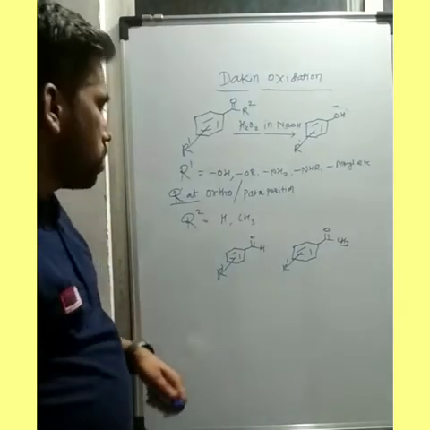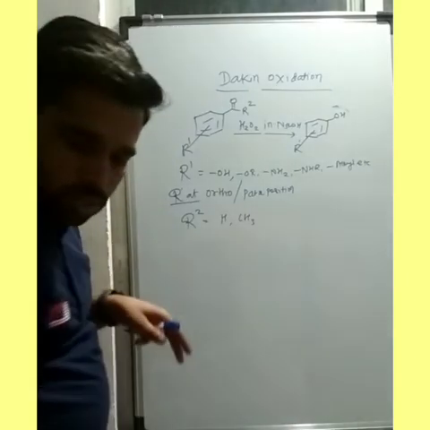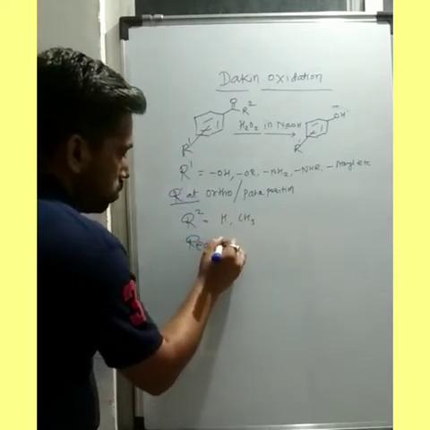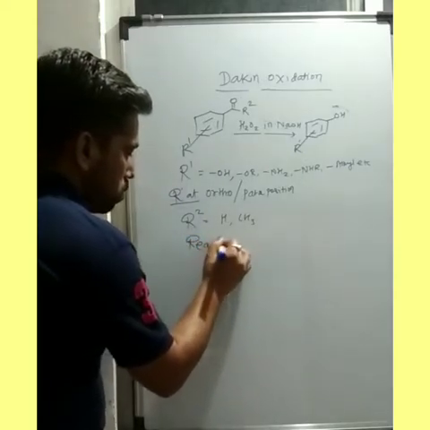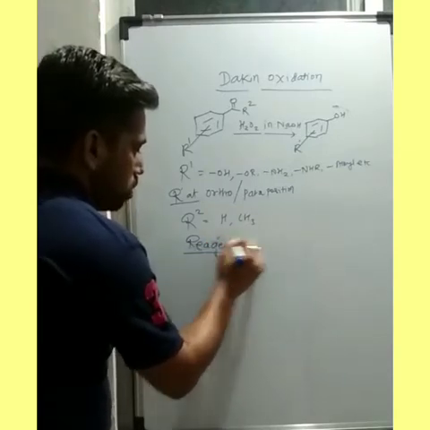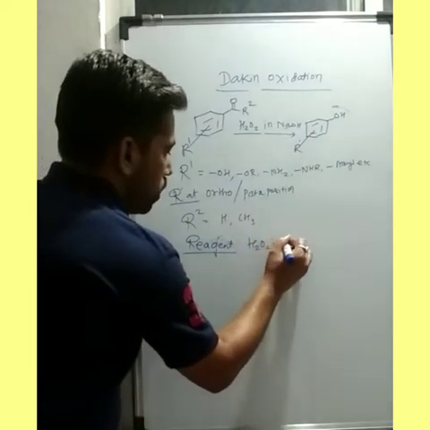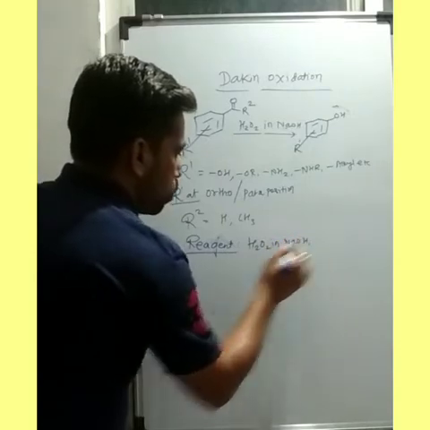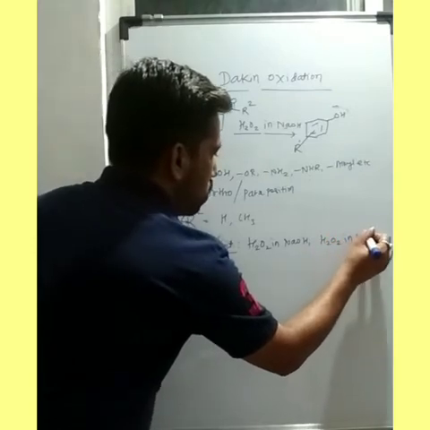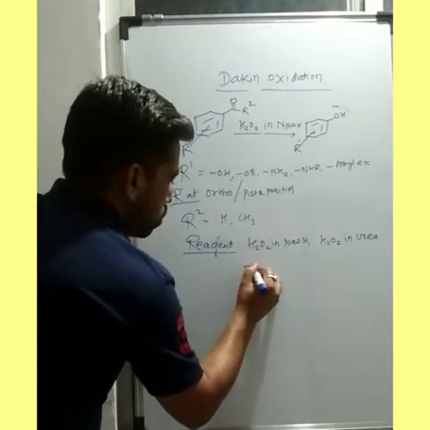Now see the reagents used for this transformation, the reagents for the Dakin oxidation reaction. First one is hydrogen peroxide in NaOH, that is the alkaline hydrogen peroxide. Then hydrogen peroxide in urea. Then another reagent is sodium percarbonate.